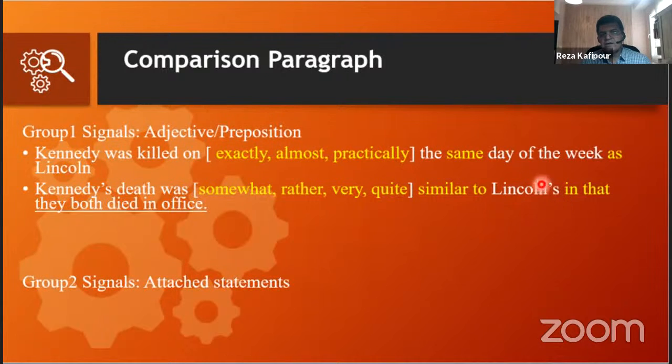So you should pay attention to this structure, Lincoln's. We should omit the repeated part to keep parallel structure. So here again, we will not say Lincoln's death. Otherwise, it is not acceptable in academic writing. Because of that repeated phrase at the beginning of the sentence, we deleted it for Lincoln as a parallel structure. So it is the second signal, similar to in that. We can use it in comparing two persons or two ideas, two concepts, two objects, everything.